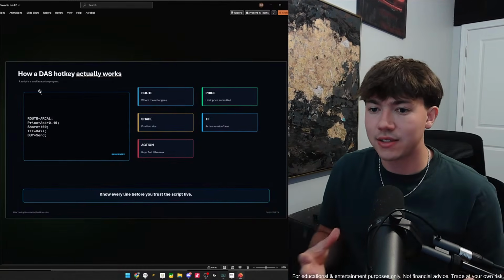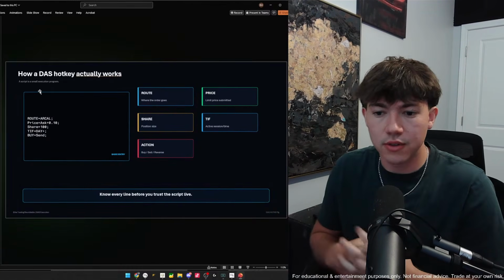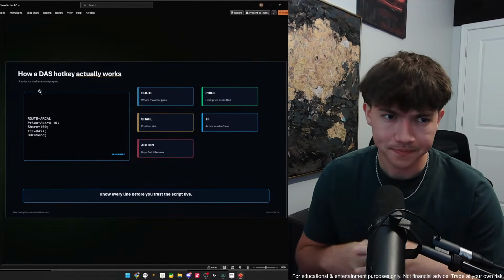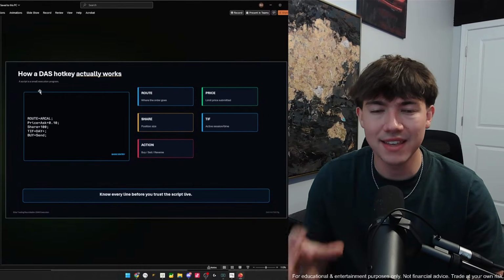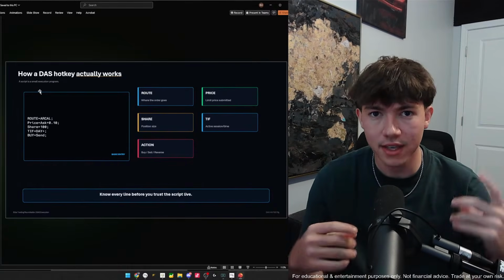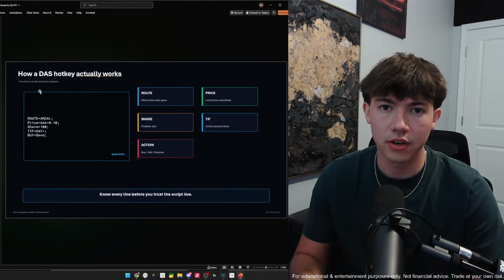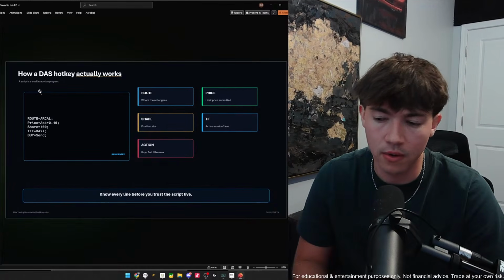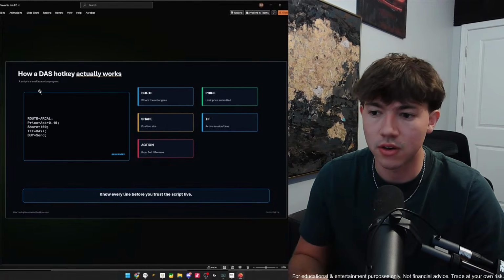So how does Dash hotkeys actually work? There's a couple of main parts that we're going to go over here today on how to order scripts. And I'm going to try to break it down as easy as possible for you to understand, because these can get very confusing. But I think if we set a good foundation of what is what, then we can continue building this over time, and it'll be a lot easier to understand.